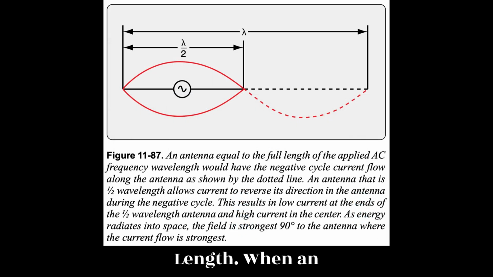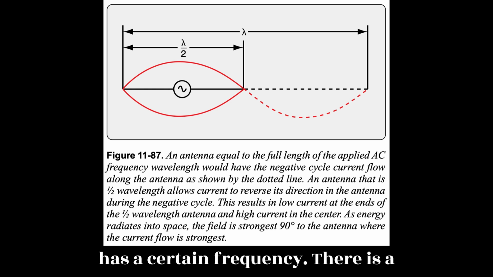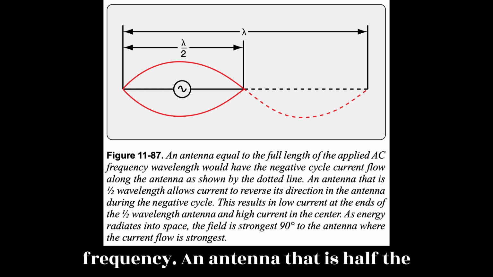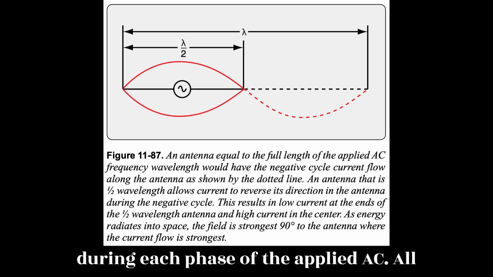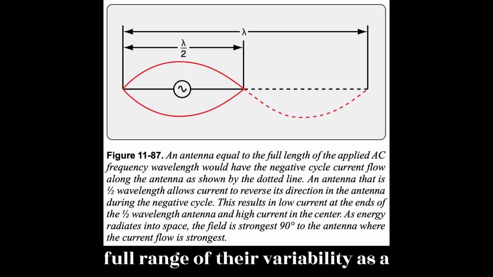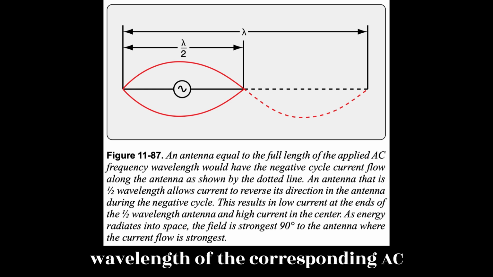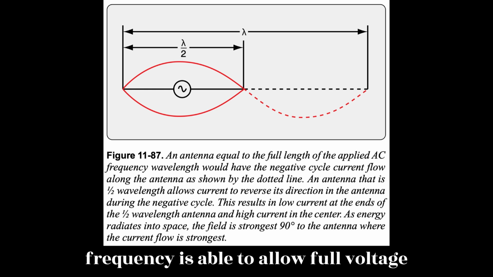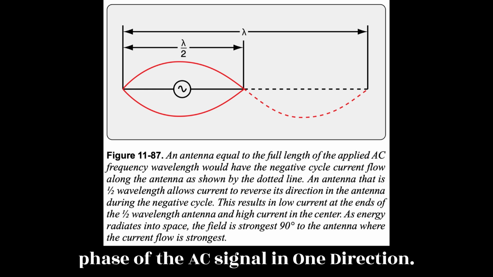Length. When an AC signal is applied to an antenna, it has a certain frequency. There is a corresponding wavelength for that frequency. An antenna that is half the length of this wavelength is resonant. During each phase of the applied AC, all voltage and current values experience the full range of their variability. As a result, an antenna that is half the wavelength of the corresponding AC frequency is able to allow full voltage and full current flow for the positive phase of the AC signal in one direction.